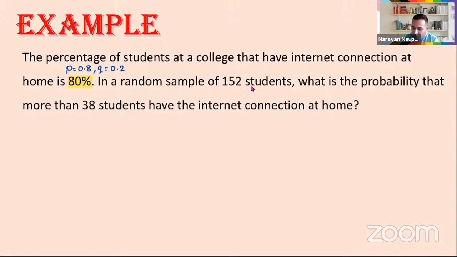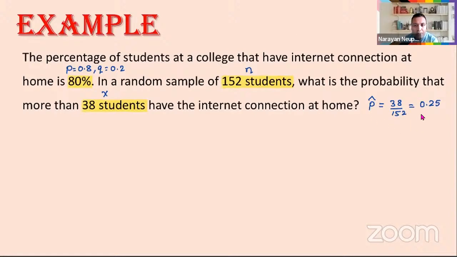In a random sample of 152 students, so this is our sample size, N is 152. What is the probability that more than 38 students, so here we are talking about 38 students, that's the value of X. So the sample proportion is 38 out of 152. If we simplify that, 38 divided by 152 is 25%, which is 0.25. So 25% have the internet connection at home.